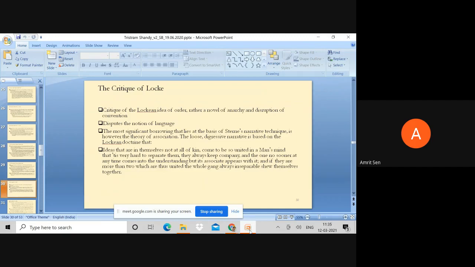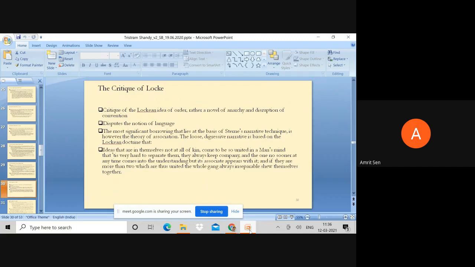What does Stern do? Stern disrupts it into anarchic, random, back and forth. So the Lockean theory of order and understanding is ruptured. Locke suggested that language can represent reality and convey understanding. Stern disputes that idea. But very importantly, Stern says that he's using Locke's idea of association of ideas.